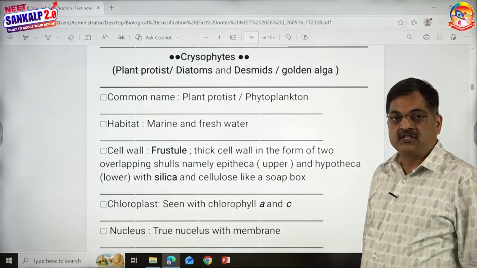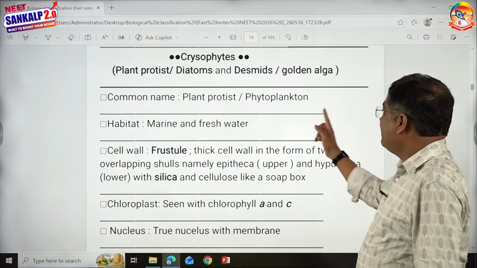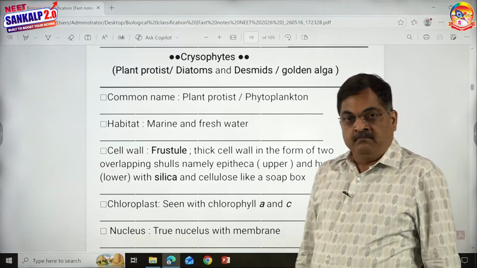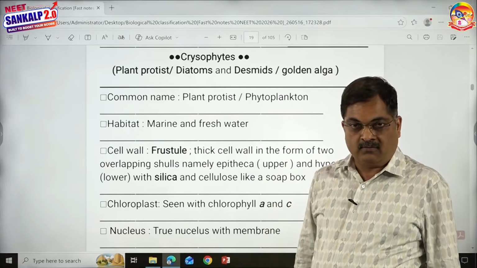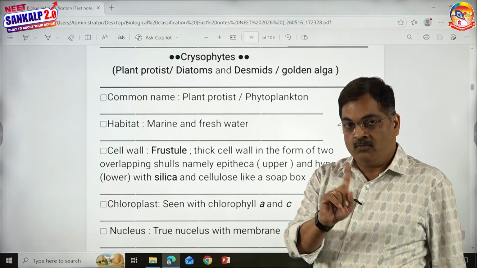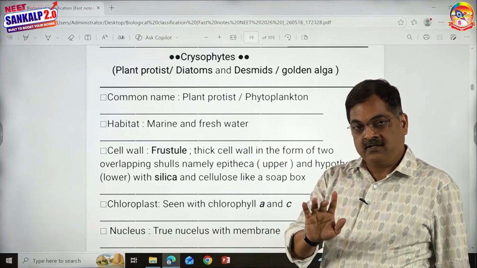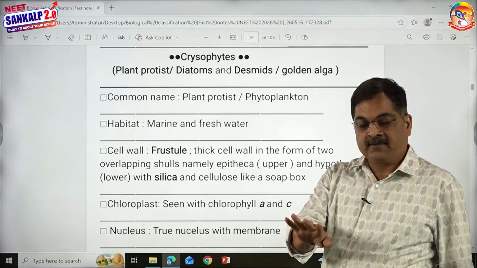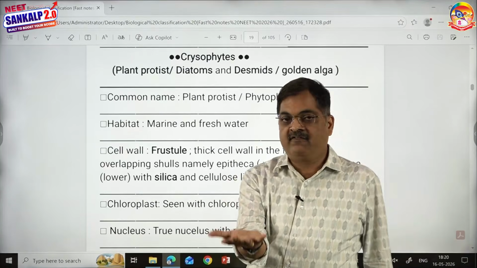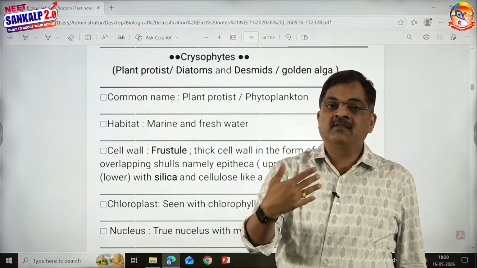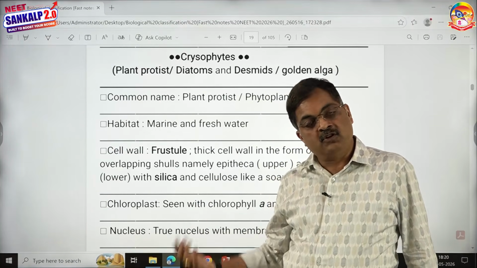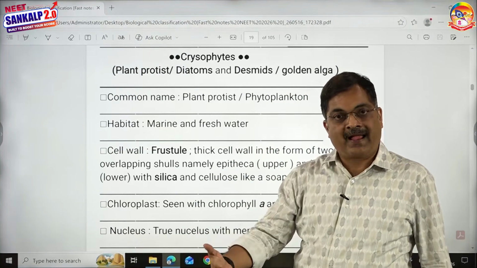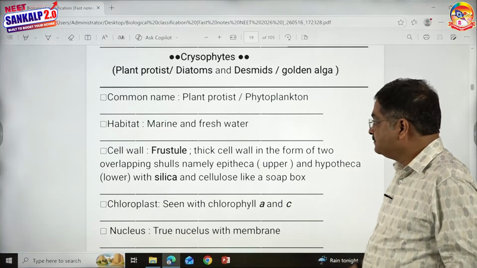It's a plant protist, it's also a phytoplankton. Plankton means anything which is minute and floating. Does plankton mean plant? No. Plankton is not plant. Plankton means any minute thing floating on water. Phyto means plant nature. So there may be zooplankton also. So this is not a zooplankton. This is phytoplankton because this is a plant.